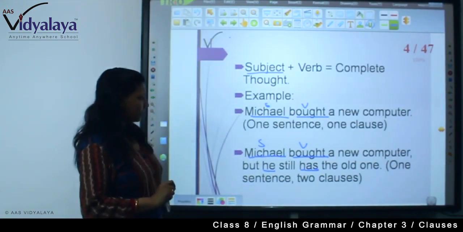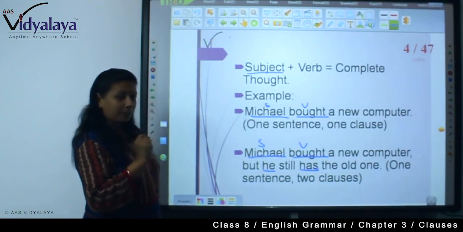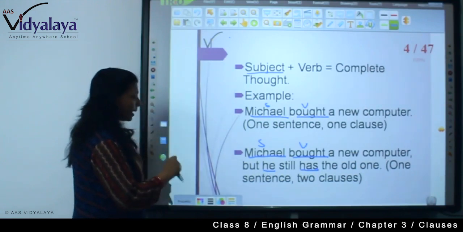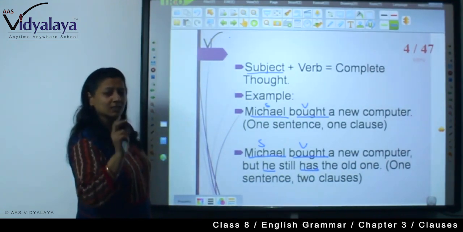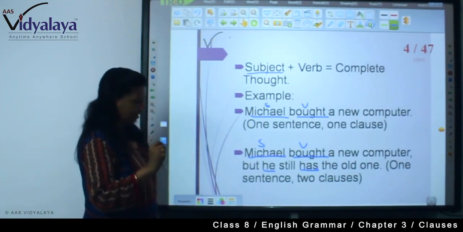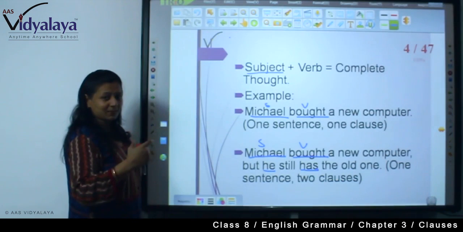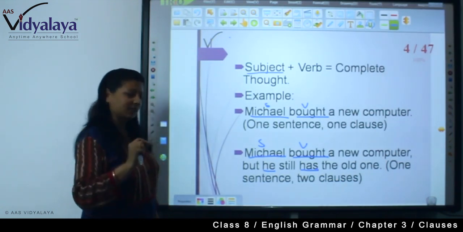Michael bought a new computer, and this is connected by but, right? But he still has the old one. That means we have connected two clauses with but. That is a conjunction. So, in this way we can make a larger sentence by connecting clauses together.